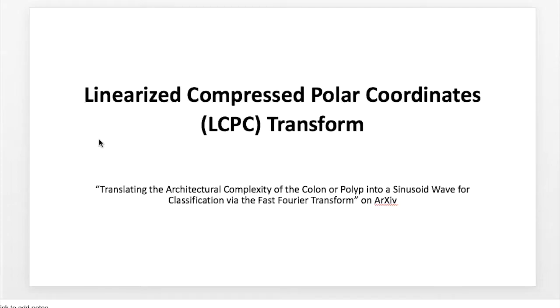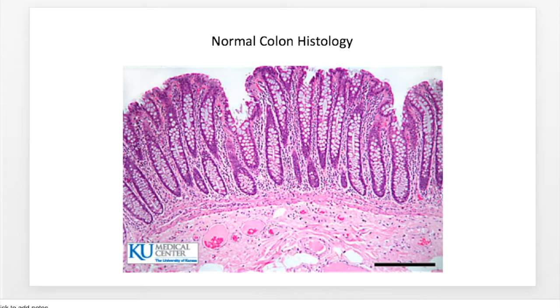So in this tutorial, I'm going to talk about the linearized compressed polar coordinates, or LCPC transform. The purpose of the LCPC transform is to capture the complexity of an image. In this case, here it is the lining of a normal colon. How do we capture the complexity of these folds, in the form of tubes?